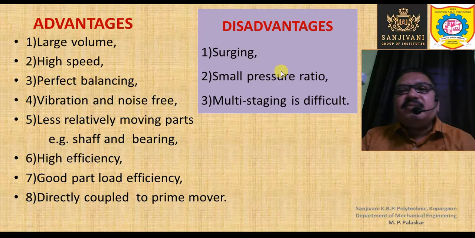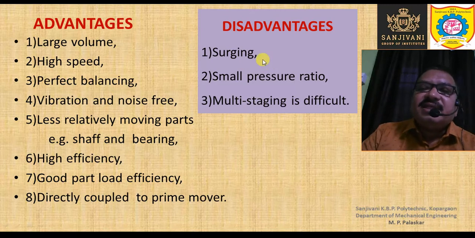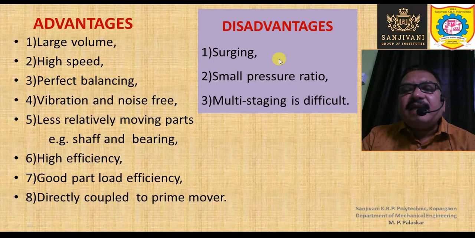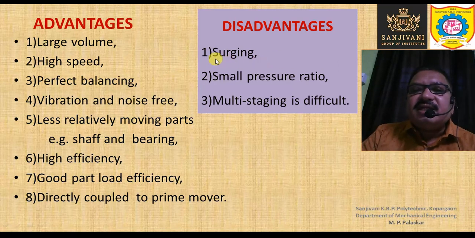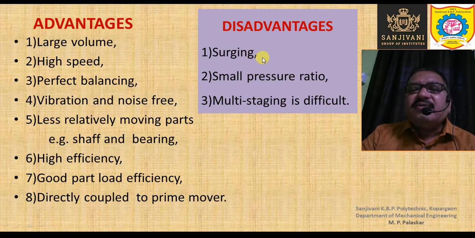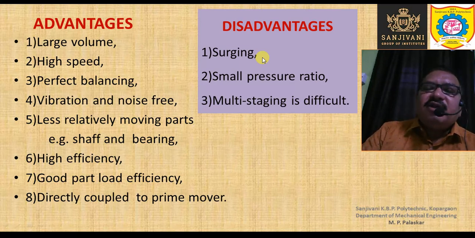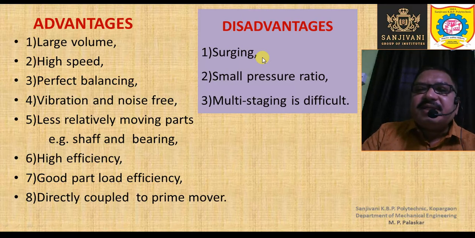And the disadvantages of the centrifugal compressor: first of all, surging may sometimes occur in the centrifugal compressor. Due to surging, sometimes back pressure is developed, the air inside the compressor will not get compressed, and the compressor working will not be proper. The pressure build-up will not be sufficient, and sometimes there will be no build-up in pressure, and sometimes backflow or back pressure may also occur due to surging in the centrifugal compressor.